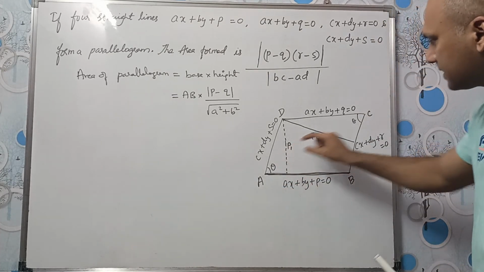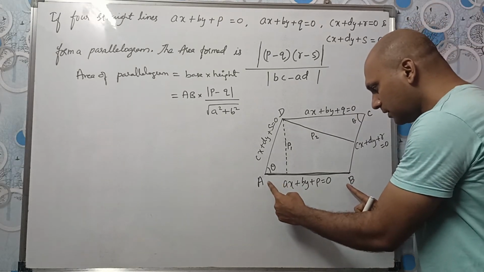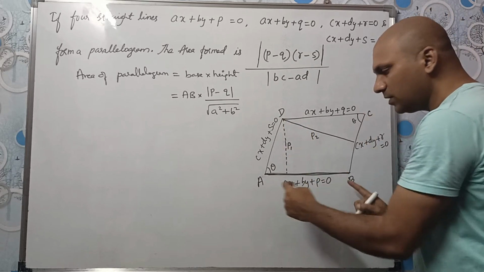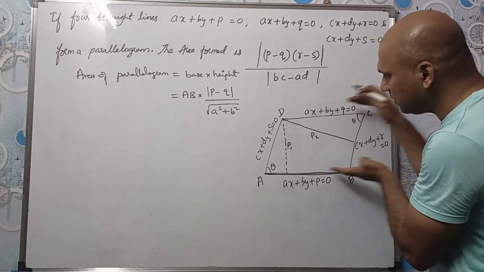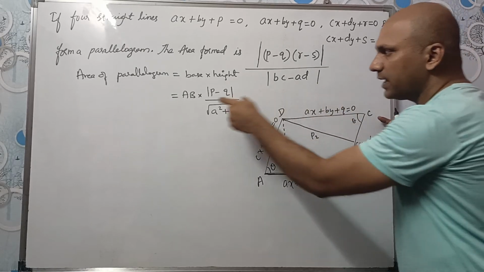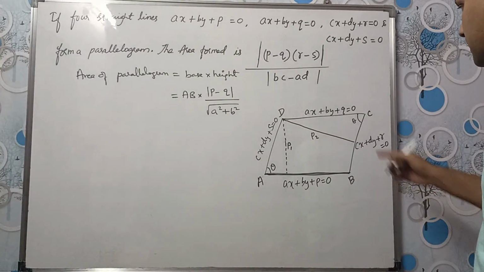If we consider this as theta, this will also be theta. Now see, instead of finding AB, we'll find CD, because CD and AB will be equal. Opposite sides will be equal in a parallelogram, right? So we'll find CD and substitute that value here in place of AB. Alright, let us find this.